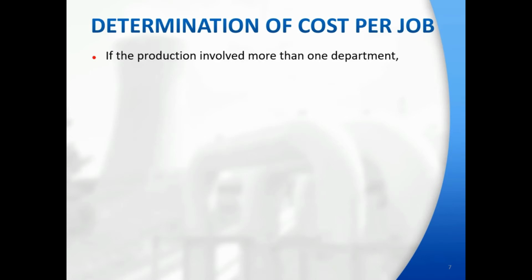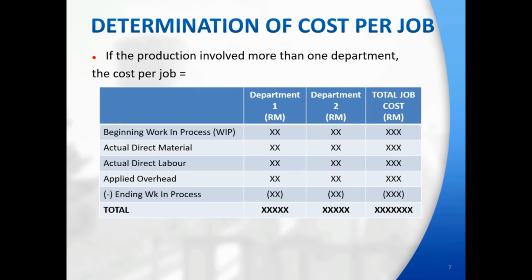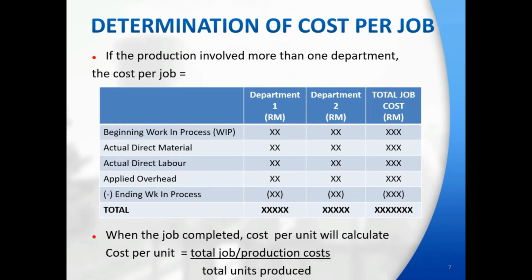If the production involves more than one department, the cost per job equals total cost for department 1 plus total cost for department 2. When the job is completed, we calculate cost per unit: cost per unit equals total job or production cost divided by total units produced.